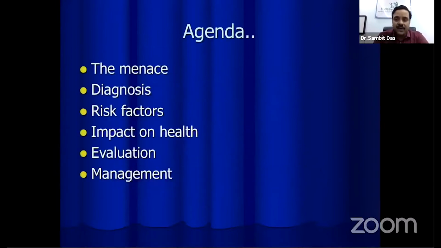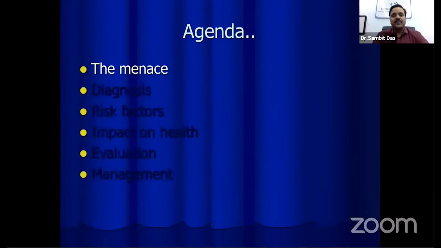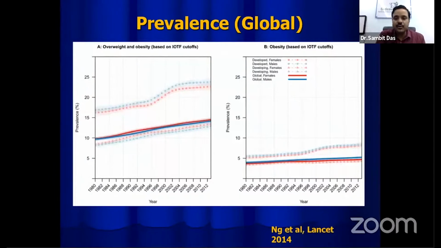What is the menace of childhood obesity? How is the diagnosis done? The risk factors associated with it, impact on health, evaluation of a pediatric obese child, management in that sequence. So coming to the menace, we know that childhood obesity is a big menace and it's increasing worldwide. If we take the IOTF cutoff, we can see both overweight and obesity are increasing in the developed and in the developing countries.